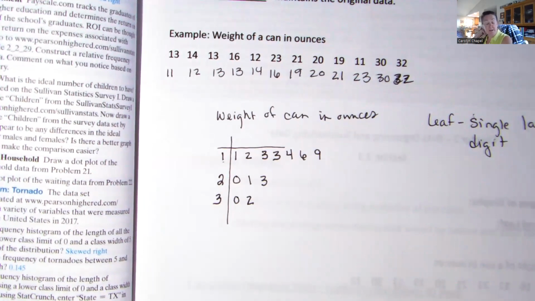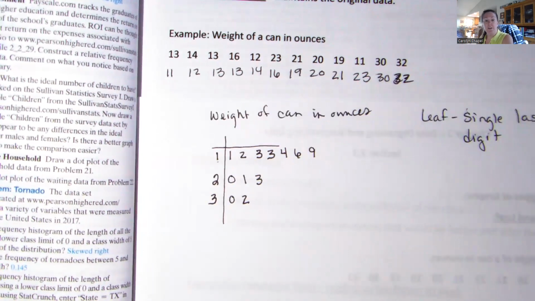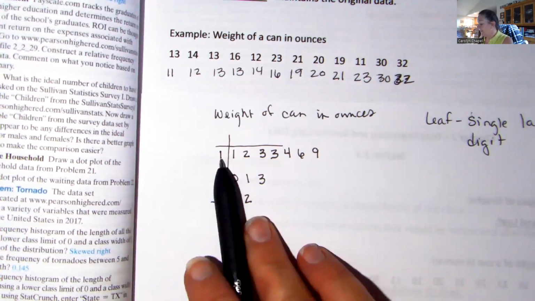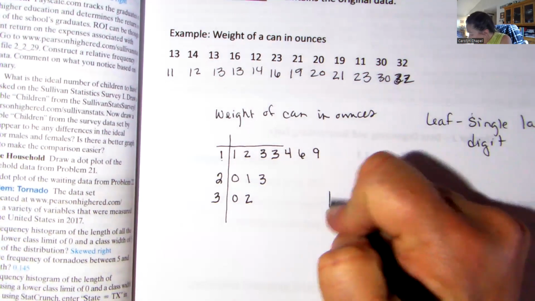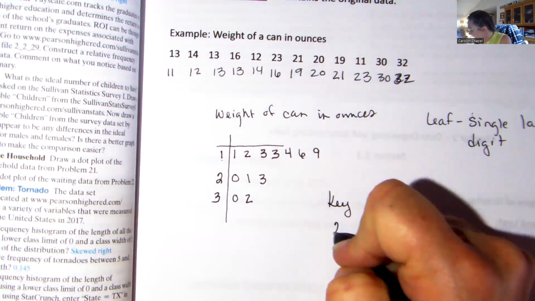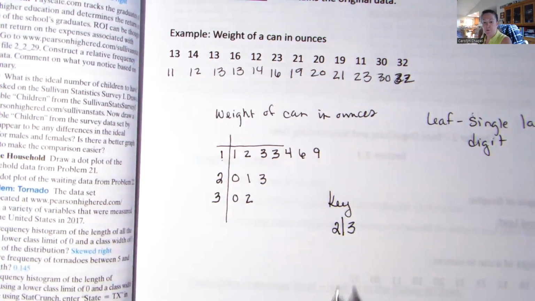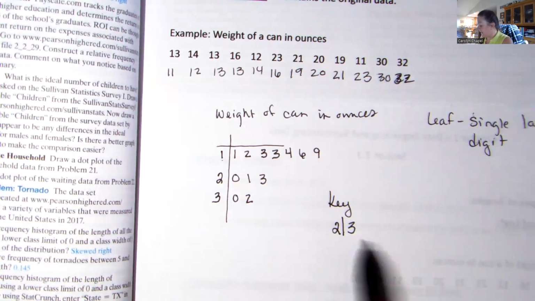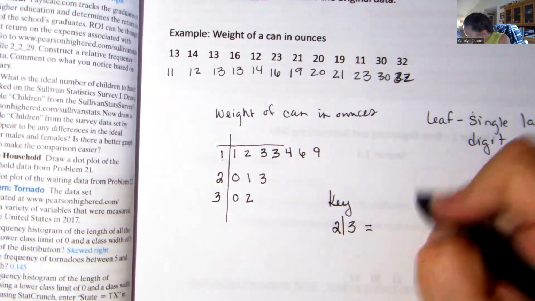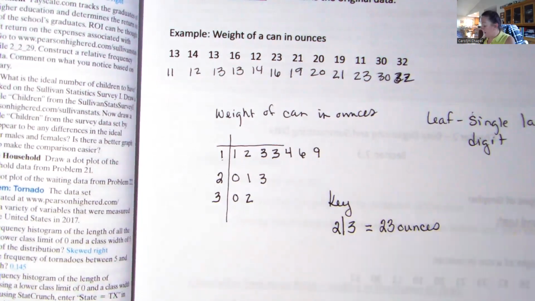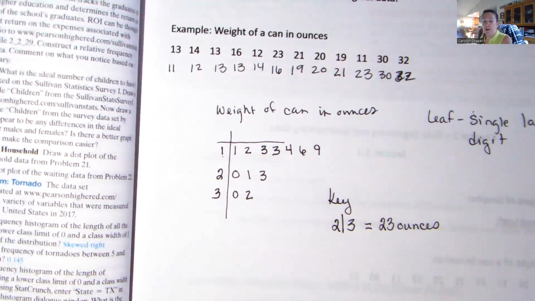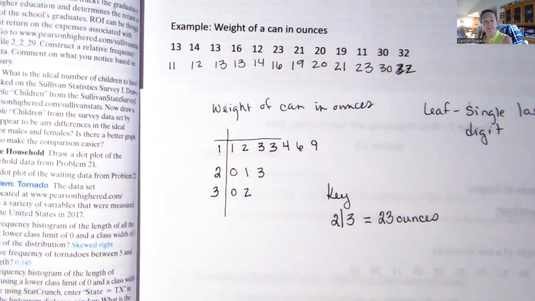Now, one thing we do want to include here is a key or a legend for the reader to know, okay, this 1, 1, now is that 1.1? Is it 11 or what is it? So what we would do, and we could pick any number we want, so I'm just going to pick that 23. That 2|3 means 23 ounces. So you do want to have some sort of key in there for your readers.